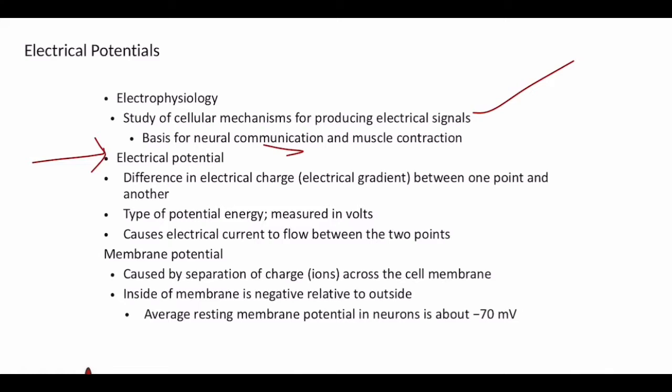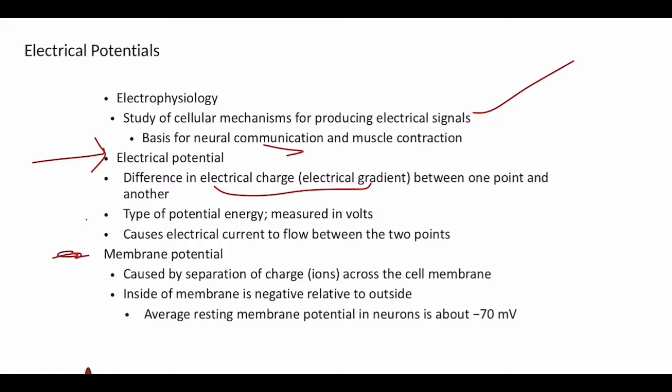And that stored energy is the difference in the electrical charge, also known as the electrical gradient, between one point and another. Again, it's a type of potential energy. And what's interesting is since it's electrical, we measure it in volts. It causes an electrical current to flow between 2 points very quickly, which is one of the reasons we like it for communication. We also need to talk about what membrane potential is.